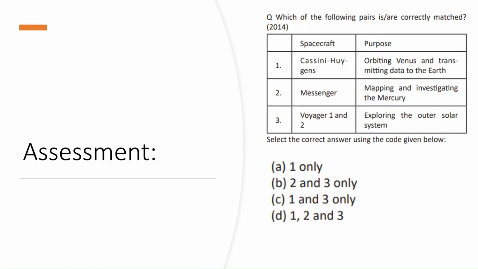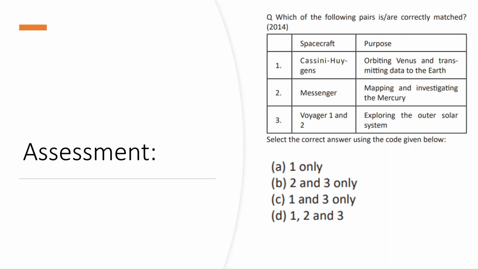So the first question says, which of the following pairs is or are correctly matched, right? As we discussed, the Cassini-Huygens was a joint NASA-ESA space mission which orbited Saturn and its moons from 2004 to 2017. Its purpose was to study the Saturn system and not the Venus system, right? So one is incorrect. Messenger was a NASA mission that orbited Mercury from 2011 to 2015, and its purpose was to study the planet's surface, interior, and atmosphere. So this option 2 is correct.